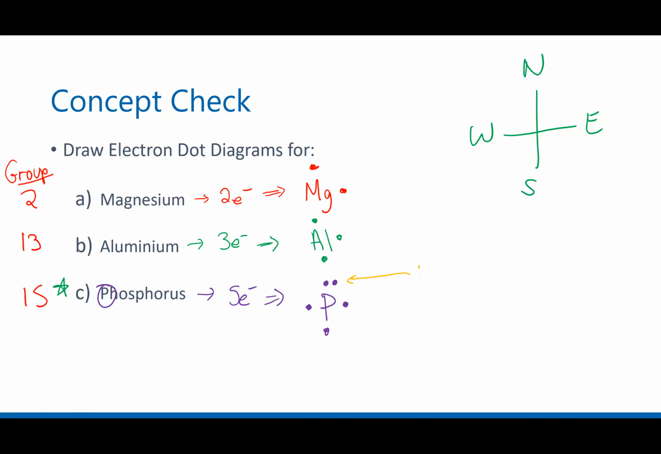This is called a lone pair. It is not involved in bonding. And these 3 guys are called bonding electrons. So I could assume that if phosphorus formed a compound, it would probably have 3 bonds.